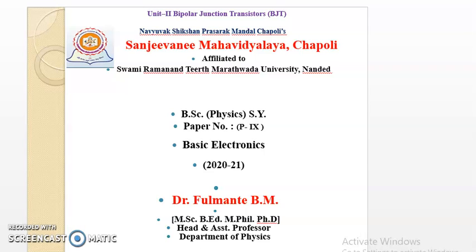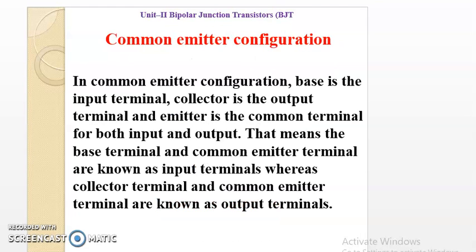You are well aware that the name itself suggests that emitter is common to both the input as well as output. I mean input is given between base and emitter, whereas output is taken between the two terminals emitter and collector. So this is said to be the common emitter configuration. Here base is the input terminal, collector is the output terminal, and emitter is the common terminal for both input as well as output.